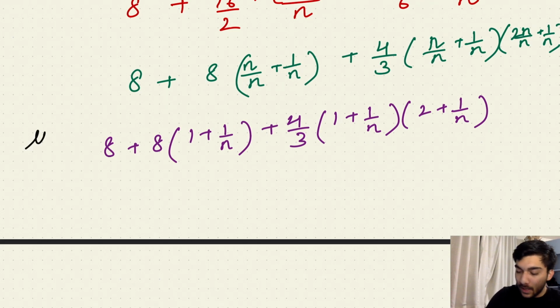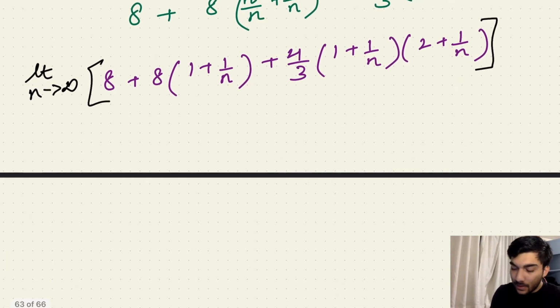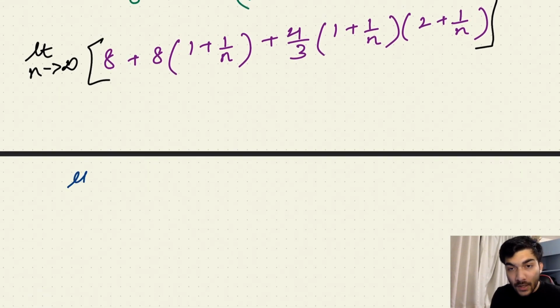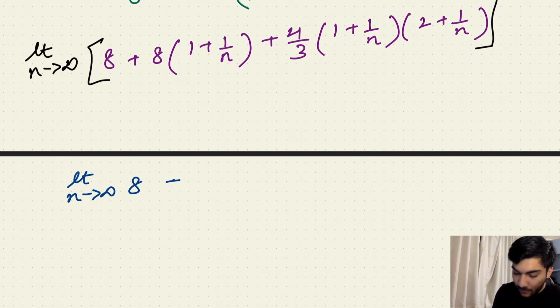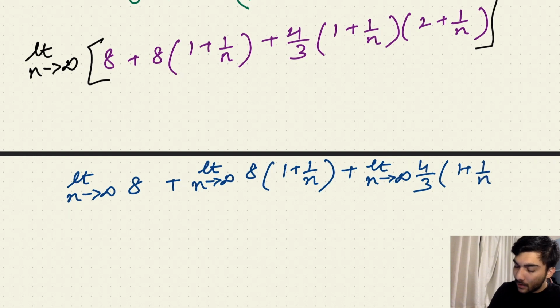And now we have to take the limit of n tending to infinity for this whole expression, right? If I take the limit of n tending to infinity for the whole expression, I can split the limits in this case as well. I can take the individual limit of n tending to infinity for this expression, and for this expression, and add them out, right? So now let's start doing that. This would become limit n tends to infinity for 8 plus limit n tends to infinity for 8 times 1 plus 1 by n, and this would be limit n tends to infinity for 4 by 3, 1 plus 1 by n, 2 plus 1 by n.